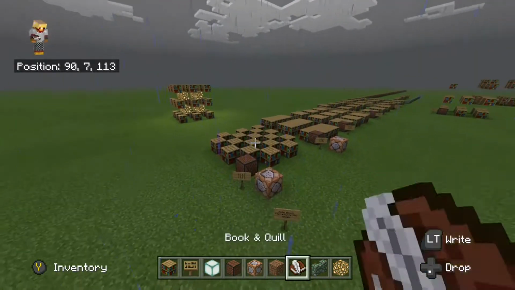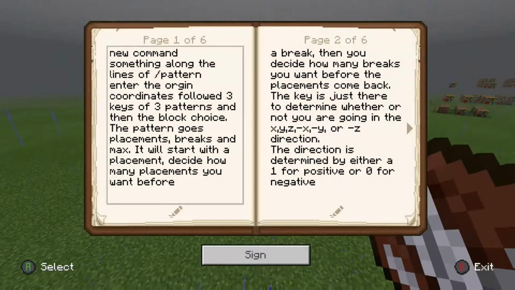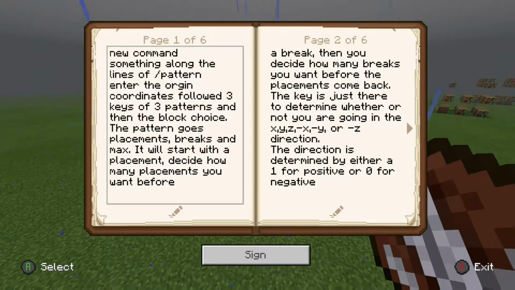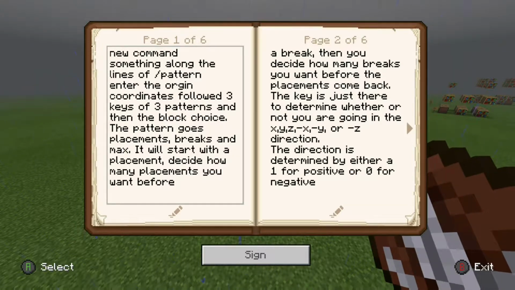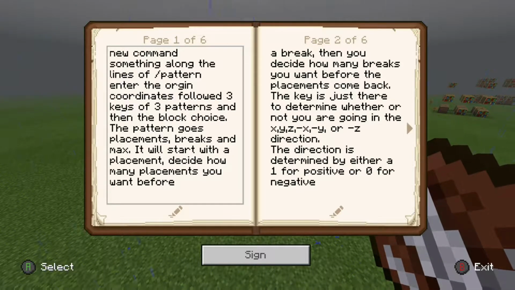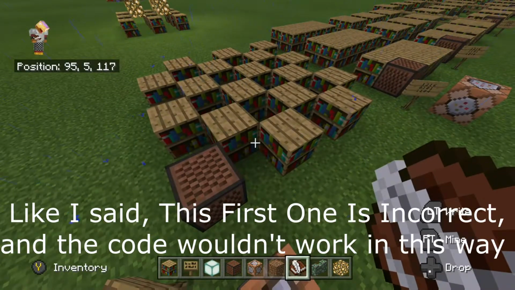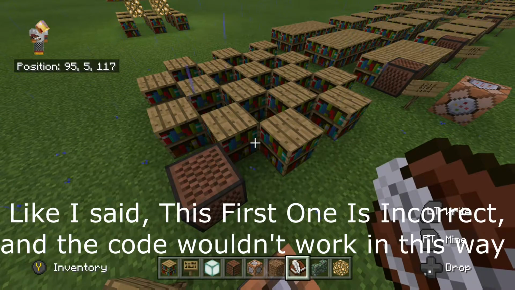First off, let me open my book to do a little bit of explaining. So, this is the new command. I don't know exactly what it'll be, maybe something along the lines of /pattern. Now, I have two ideas of how this is going to work. But basically, it works like you easily develop patterns like this. Now, just ignore the note block for a second. Pretend that they're all still bookshelves.